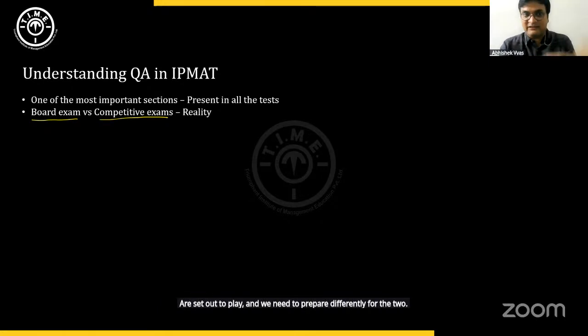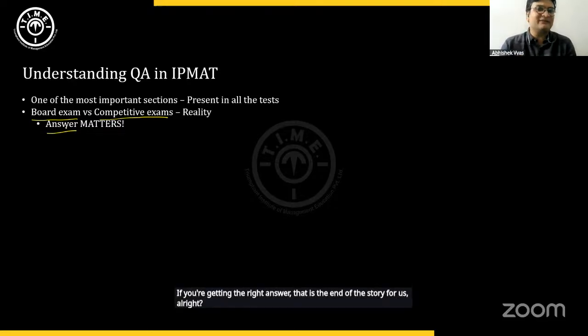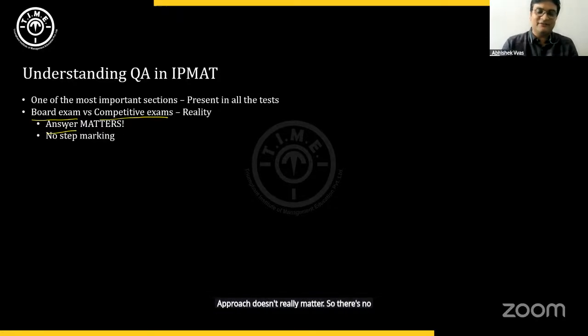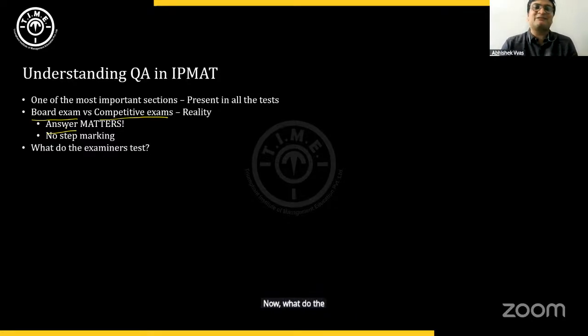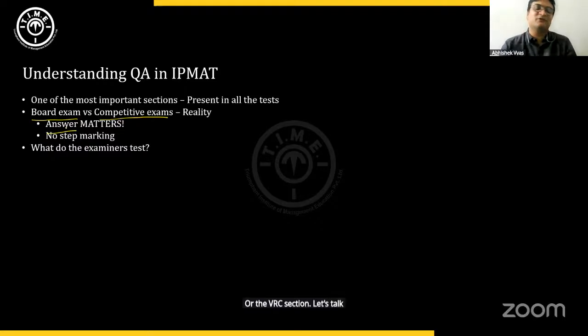Now, just to elaborate more, answer matters as far as competitive exams are concerned. The approach doesn't really matter. If you're getting the right answer, that is the end of the story for us. If you're getting the right answer, you'll be given 4 marks for that. Approach doesn't really matter. So there's no step marking like we have in board exams. Now, what do the examiners test basically when they are giving you the QA section or the DILR section or the VARC section? Let's talk specifically about the QA here.